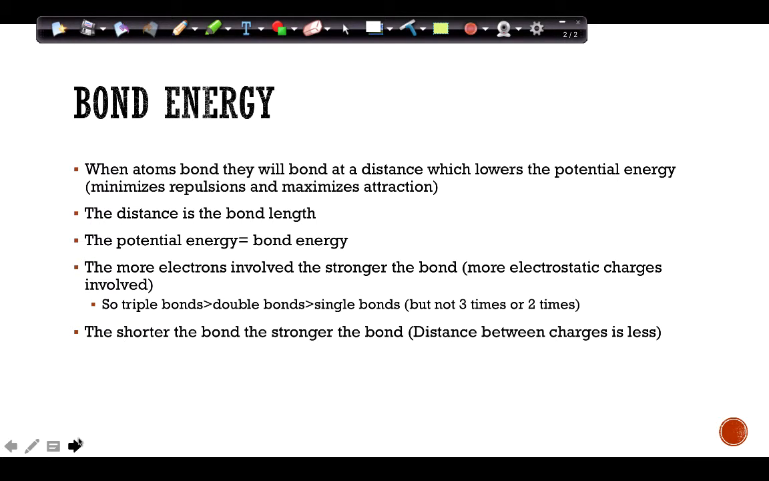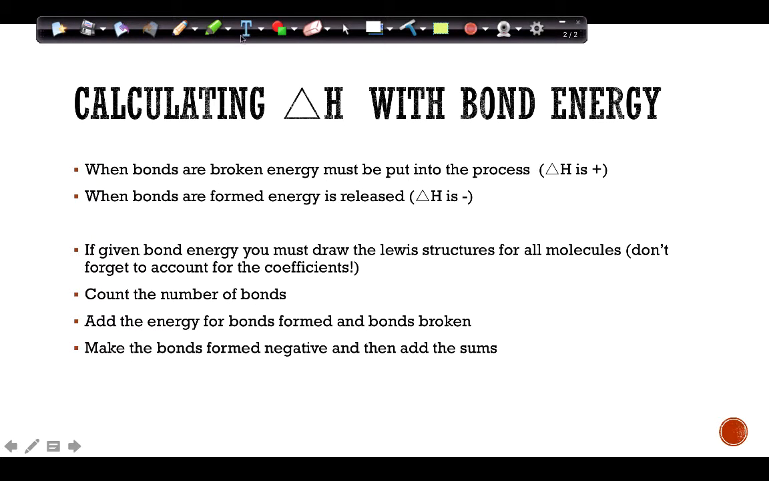All right, so now if I want to calculate delta H with bond energy, you have to remember this. This is very important. When bonds are broken, energy has to be put into that process. So to pull atoms that are attracted to each other apart, you have to put energy into that process. And that's true with anything. If you're breaking up any kind of attraction between molecules, bonds, you have to put energy into that. Now, when bonds are formed, so you're bringing atoms together that are attracted to each other, energy will be released.